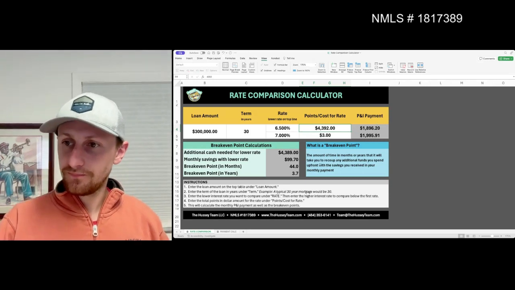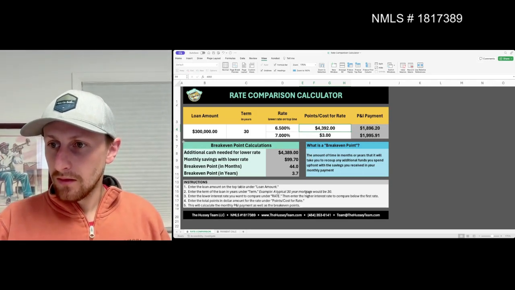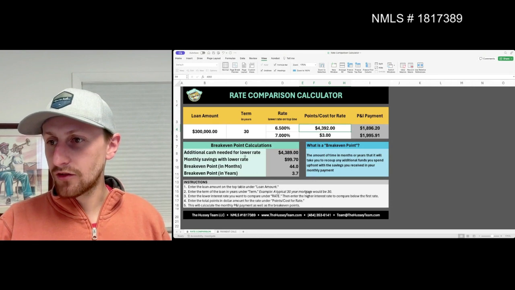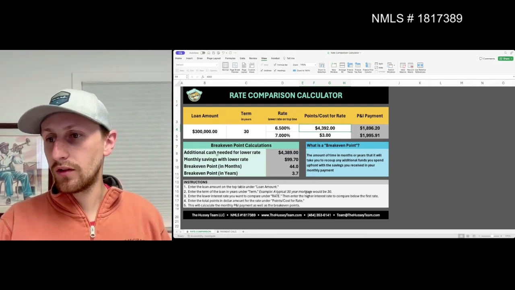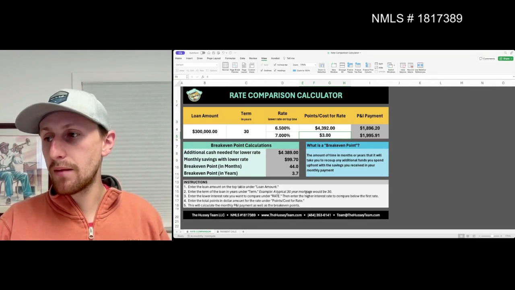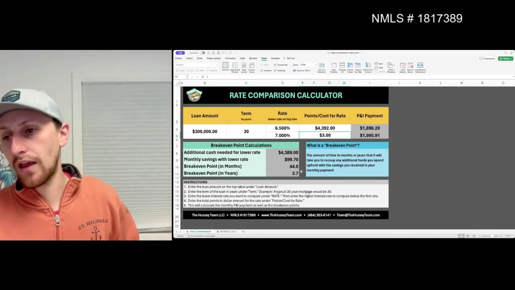All right. So now we're going to jump to this little green box. Here's our break-even point calculations. So first, you can see here's the additional cash you need compared between the two rate options. Like we said, you're saving about $100 with the 6.5% rate, but it's going to take you to make back that $4,389. It's going to take you about 44 months or 3.7 years.